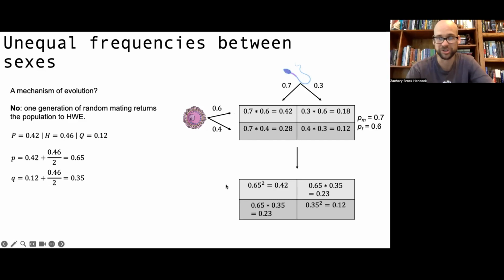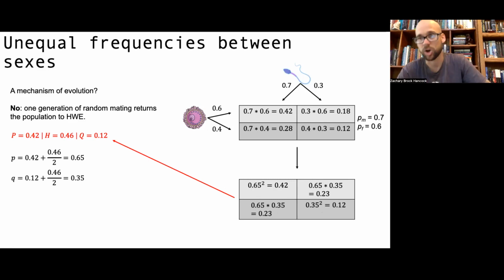So let's do another generation of random mating. We can see that 0.65 squared is 0.42. This is 2pq here on this diagonal, and then 0.35 squared is 0.12, and we notice that this is exactly what it was in the previous generation. That is to say, we are now in Hardy-Weinberg equilibrium. So one generation of random mating, when there are unequal frequencies between the sexes, returns us to Hardy-Weinberg equilibrium. Therefore, unequal frequencies between the sexes is not a mechanism of evolution.